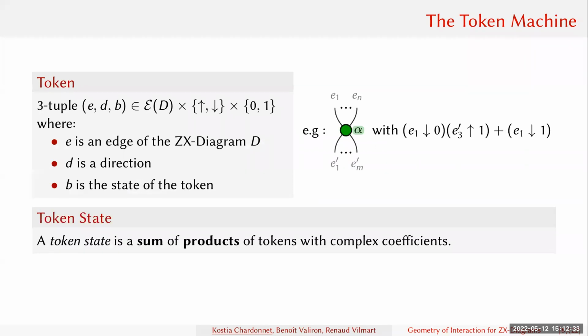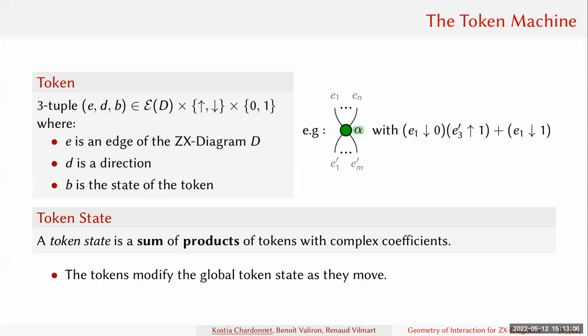And then you have the notion of a token state, which is basically a sum of products of tokens with complex coefficients. So for instance, if you take the small diagram on the right, a token state could be having a token in the wire E1 that is going down in state 0, in a product with another token in the wire E3' going up in the state 1, and the two of them in a sum with a token going down in E1 in the state 1.